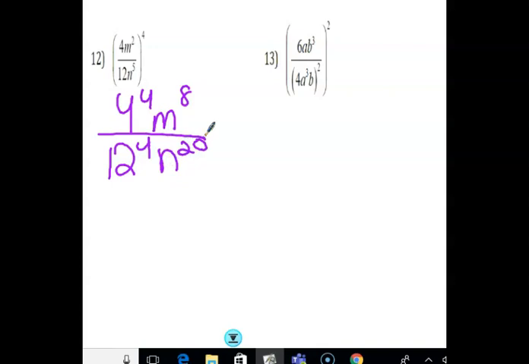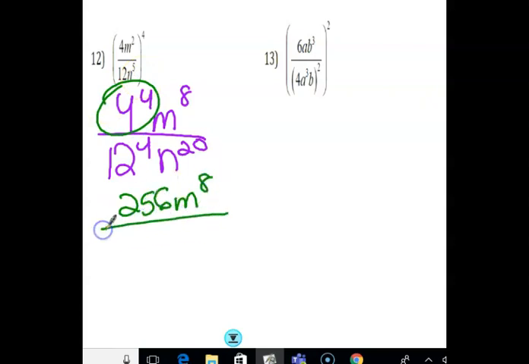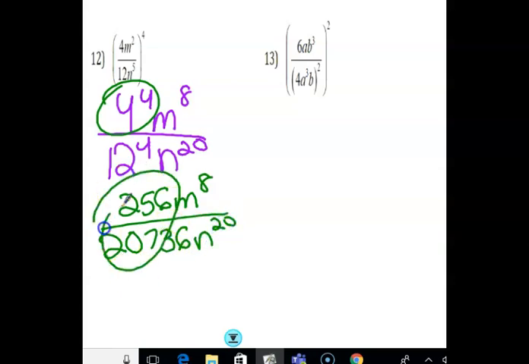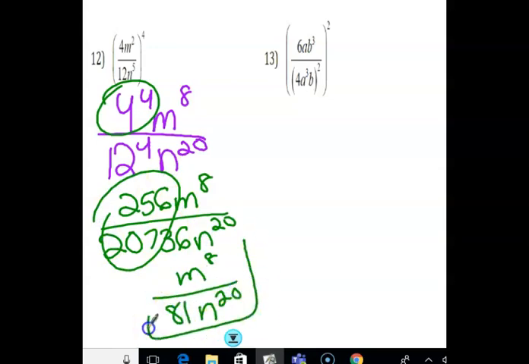Okay, so if we take out 4 to the 4th, we can do that on the calculator. We have 256 and then m to the 8th over 20,736 n to the 20th, and then reduce this, so you'd have m to the 8th over 81 n to the 20th. Okay, so now I want you guys to try, sorry to go back to that one.